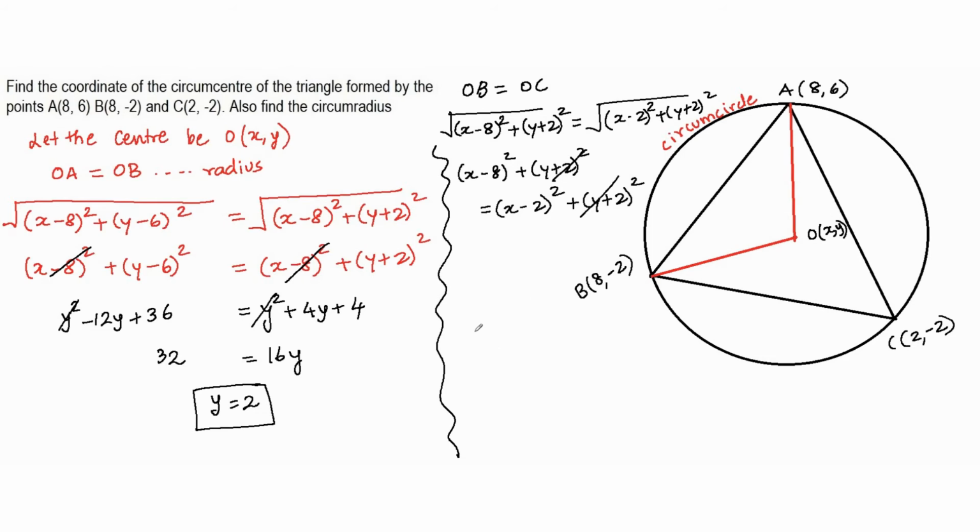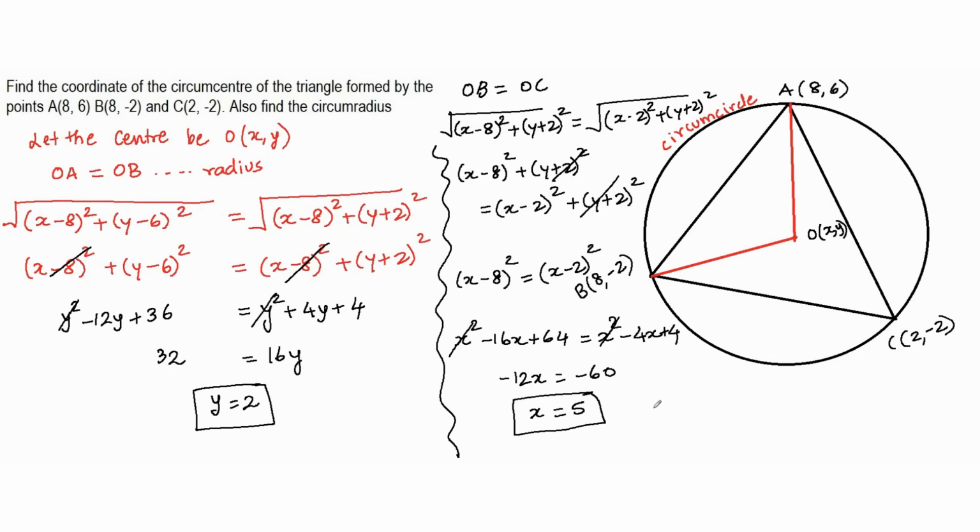Now (y plus 2) the whole square cancels on both sides and therefore (x minus 8) the whole square is equal to (x minus 2) the whole square. Expanding these two sides we get x square minus 16x plus 64 is equal to x square minus 4x plus 4, and x square cancels and therefore negative 12x is equal to negative 60, so x equals 5. Therefore the circumcenter of the circle is going to be (5, 2).